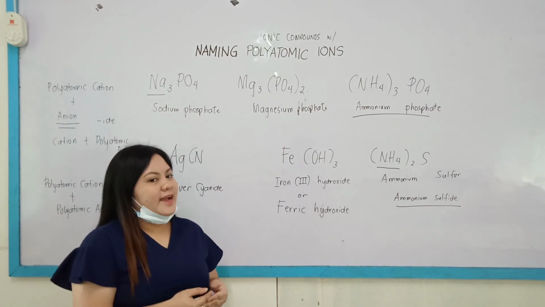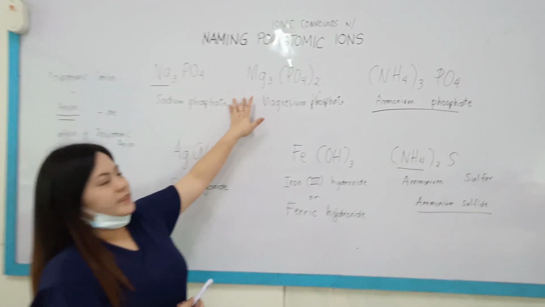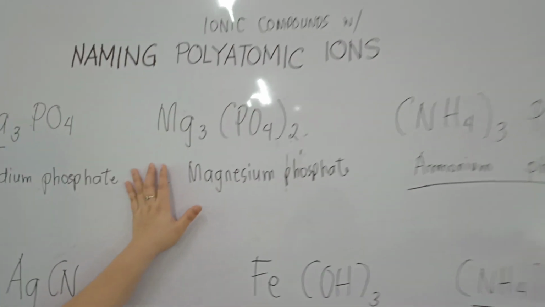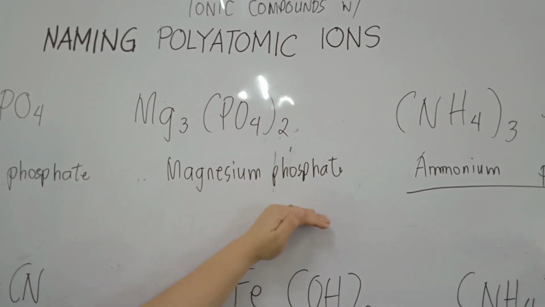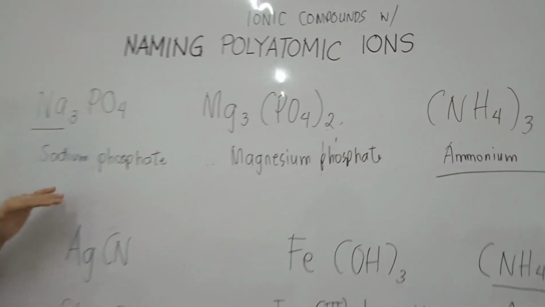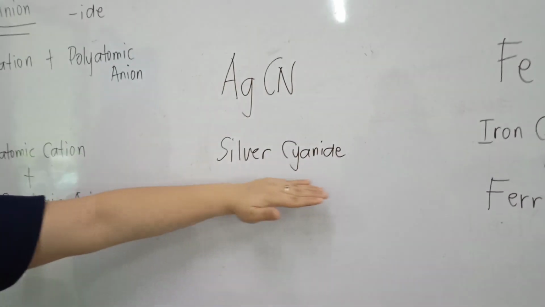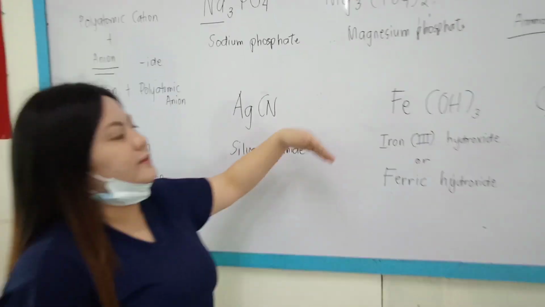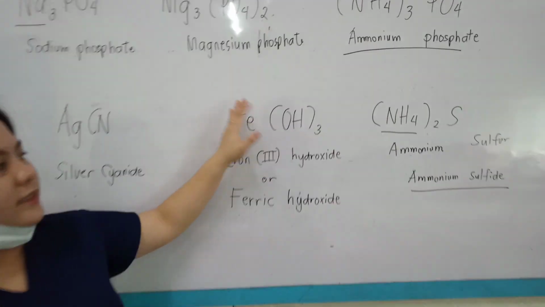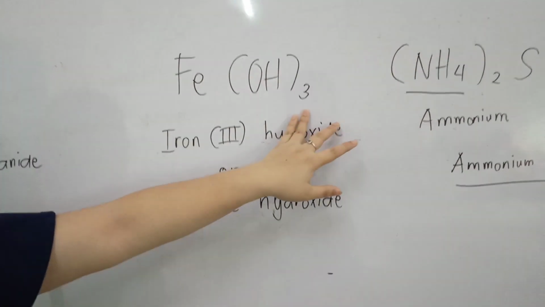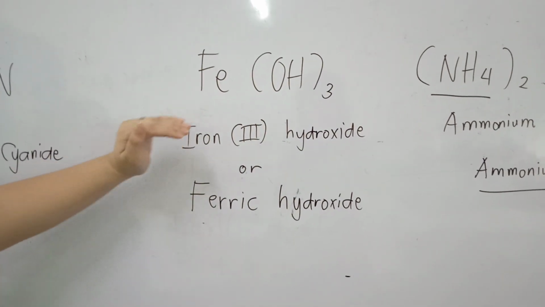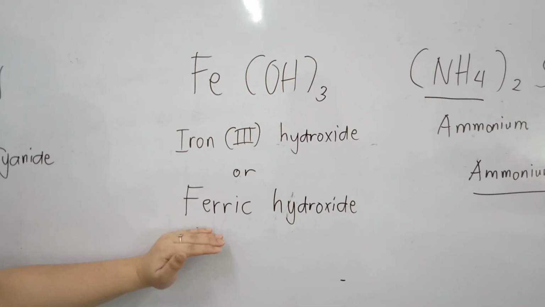Alright, let's check if your answers are correct. So for Mg3(PO4)2, it is named as magnesium phosphate. For AgCN, it is named as silver cyanide. And last, for Fe(OH)3, we have iron(III) hydroxide or ferric hydroxide.